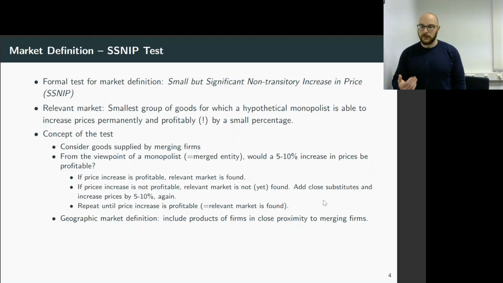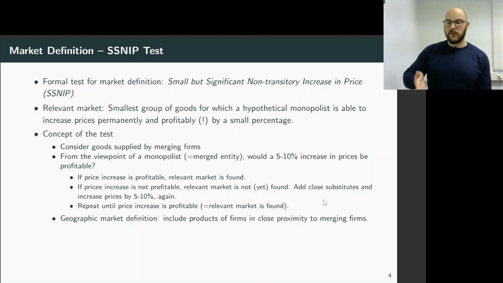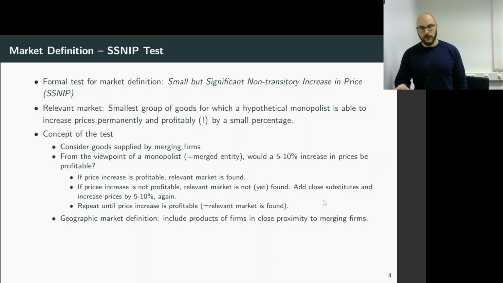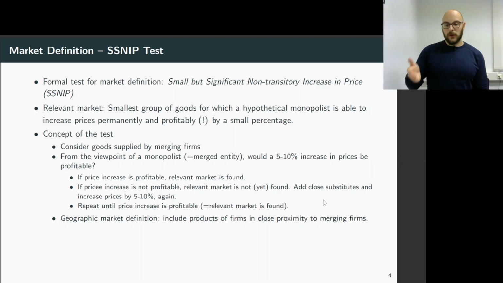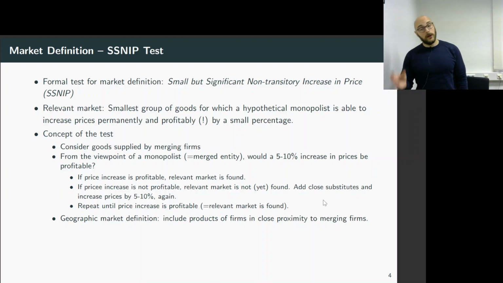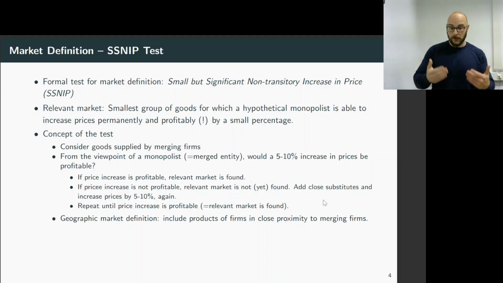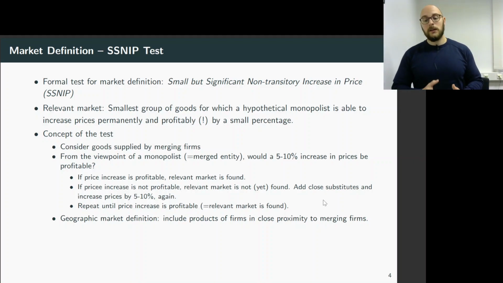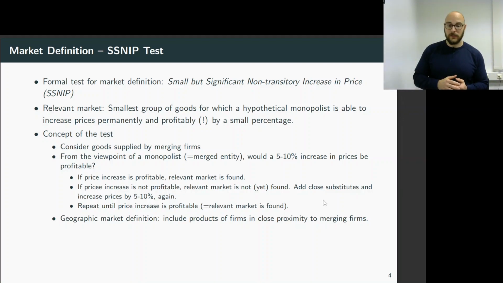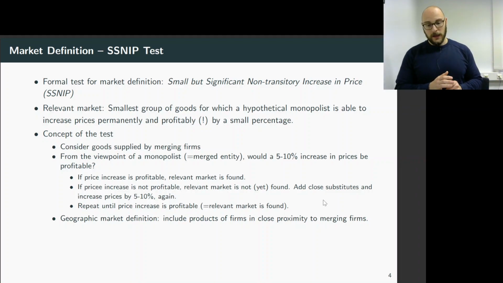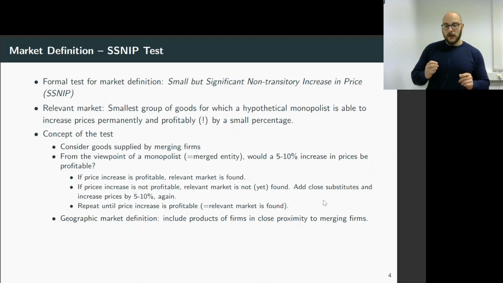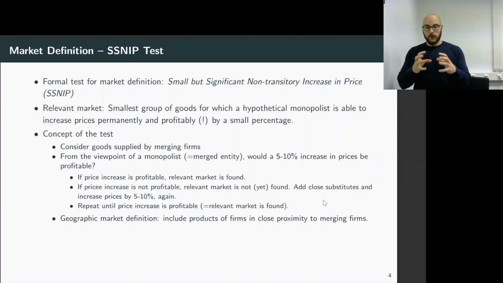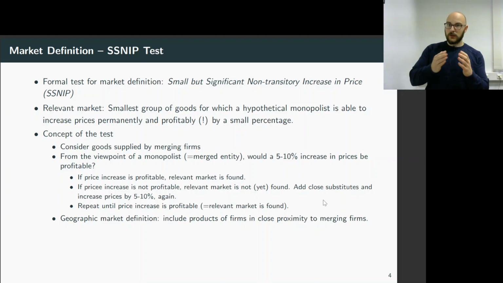And the question now is: is this increase in prices profitable or not? If the price increase is profitable, we have already found the relevant market. If the price increase is not profitable, we have to add close substitutes and increase prices by 5 to 10% again. Why do we increase by 5 to 10%? Well, that's the small part of this SSNIP. And why do we have to look at a certain range of products, and why do we take substitutes?